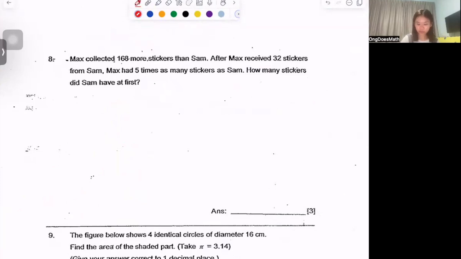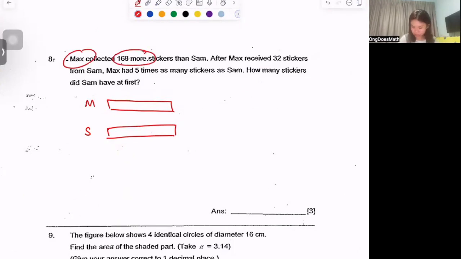We have 2 characters, we have Max, we have Sam. So at first, who has more? At first, Max has more, right? 168 more than Sam. So we can write down. Then after that, Max received 32 stickers. Actually, I should write inside. Okay, so at first, Max has 168 more than Sam. Then Max received 32 stickers from Sam.